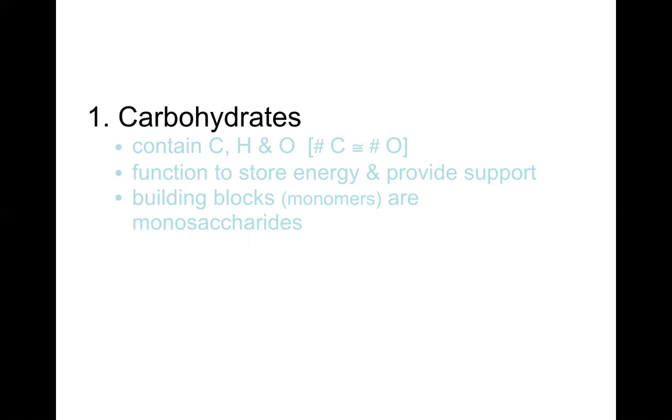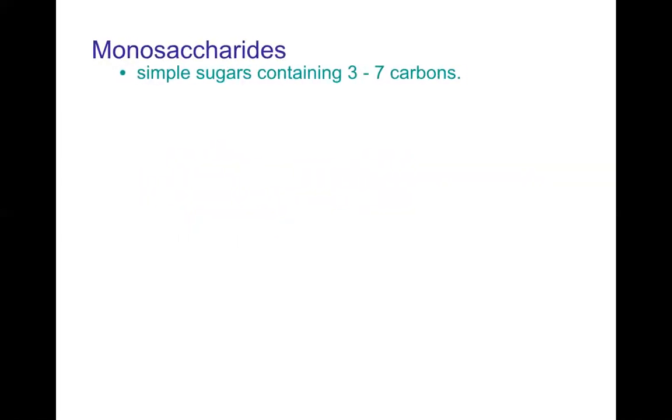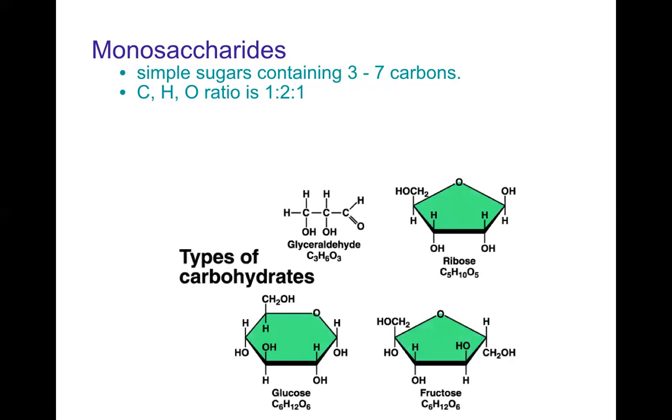So again, the monomer for a polymer would be a monosaccharide, representing a simple sugar. Monosaccharides are simple sugars containing 3 to 7 carbon atoms. And again, it would have this ratio of 1 carbon atom to 2 hydrogens to 1 oxygen. That hydrate is the water, H2O. So, carbohydrate.